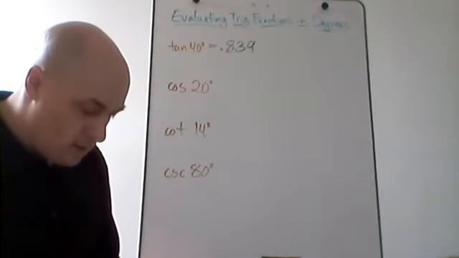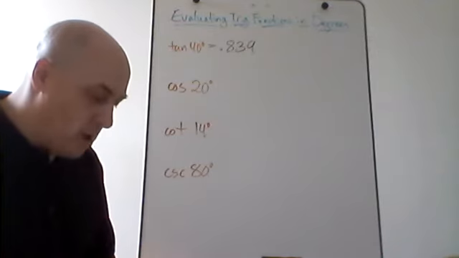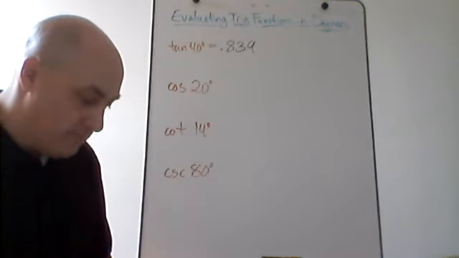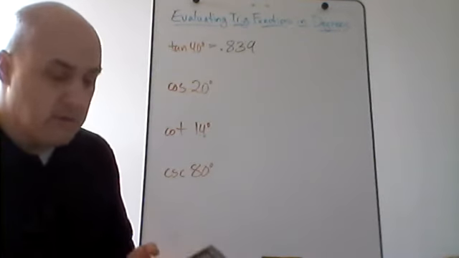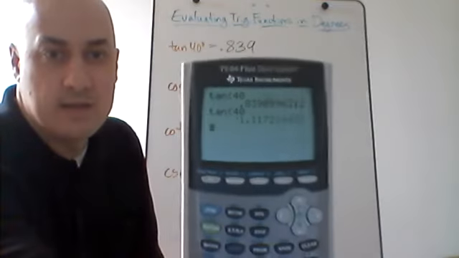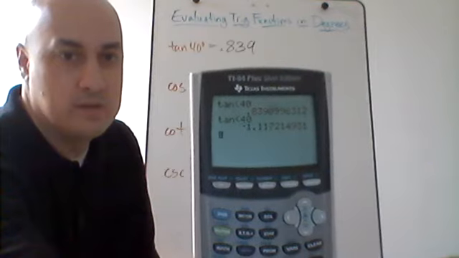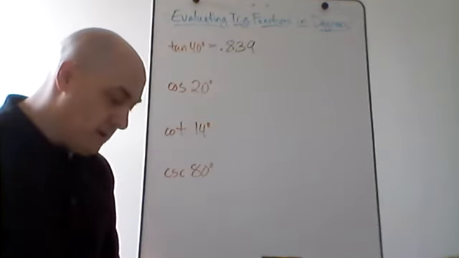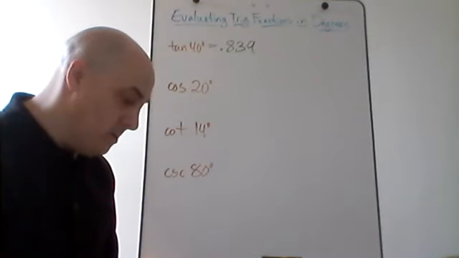All right. Now, just to show you real quick what happens, I'm going to go back and put my calculator in radian mode, just to show you what happens if you don't change the mode. If I go to radian mode and I do tangent of 40 degrees, I get negative 1.117. Totally wrong answer from what I got here. So it's very important that your calculator is in the proper mode.